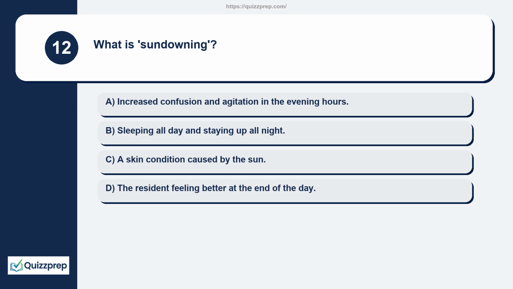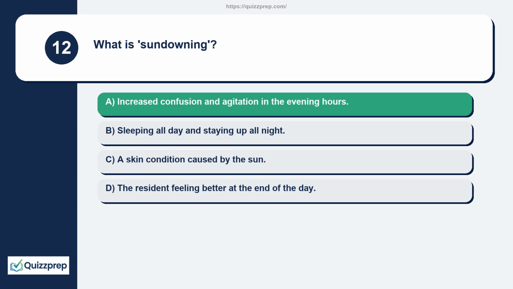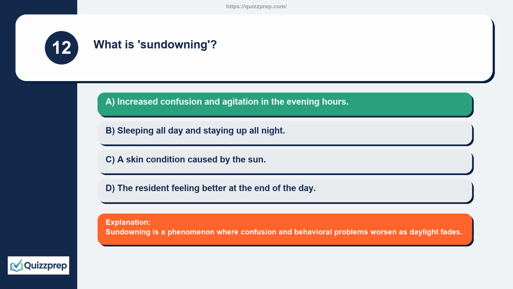Question 12. What is sundowning? Increased confusion and agitation in the evening hours. Sleeping all day and staying up all night. A skin condition caused by the sun. The resident feeling better at the end of the day. Sundowning is a phenomenon where confusion and behavioral problems worsen as daylight fades.